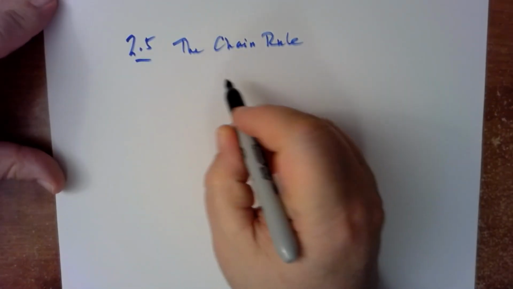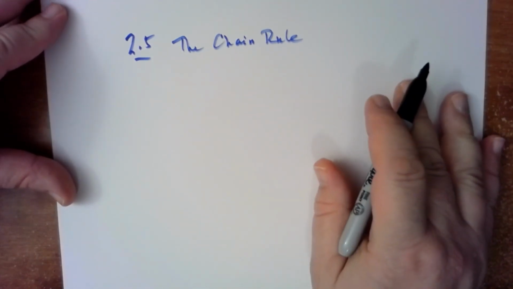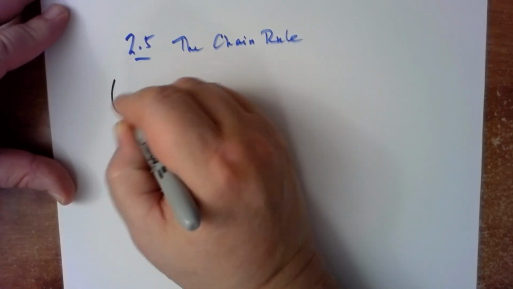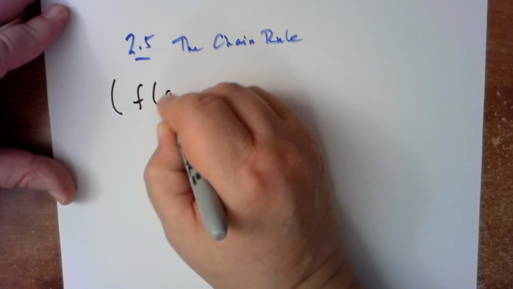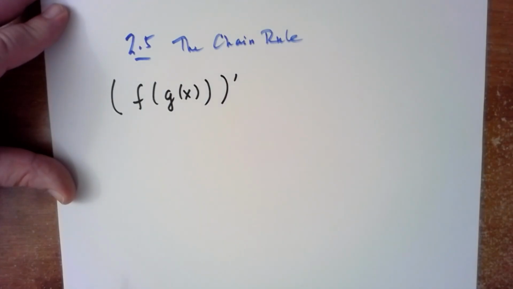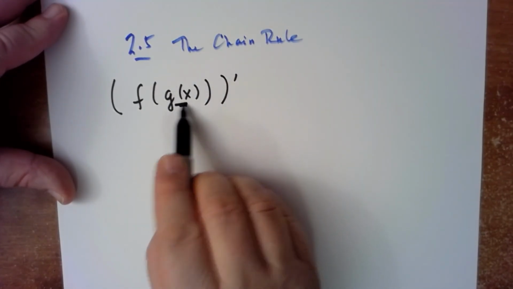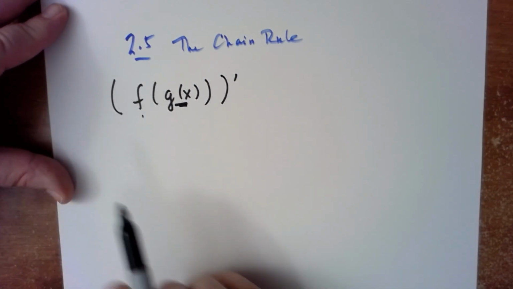The chain rule is a derivative formula applied to a composition. By a composition, I'm talking about trying to differentiate f where we have g of x inside of f. So we have a composition where g of x is said to be our inside function and f of x is our outside function.